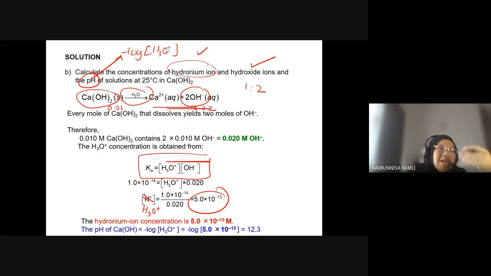So kita tahu more than 7 pH is basic. Kalau less than 7 acidic. How about pOH? Sama juga tapi dia jadi terbalik lah. Okay, so in this case, the pH is more than 7. How about the pOH? pOH should be less than 7. Kalau ikut logik lah. Okay, dia akan jadi terbalik.